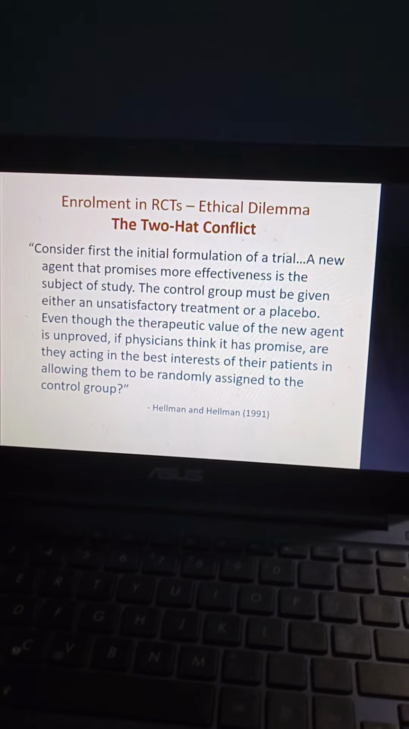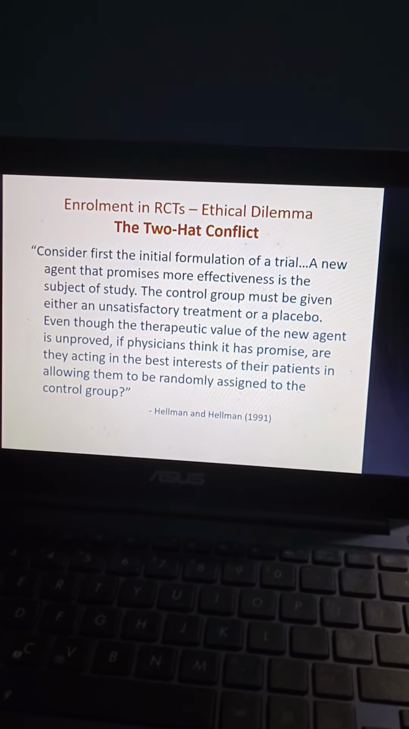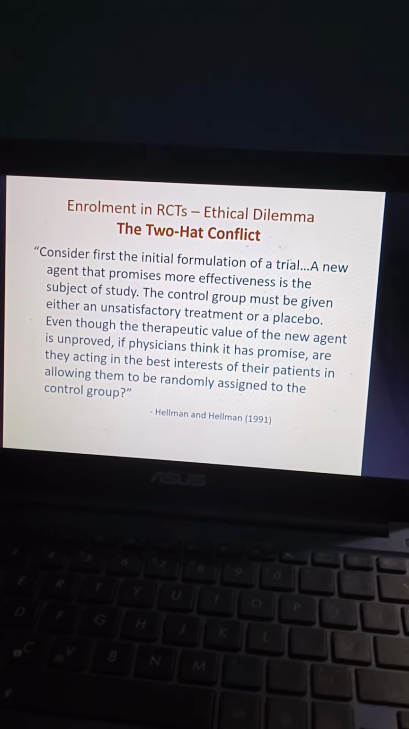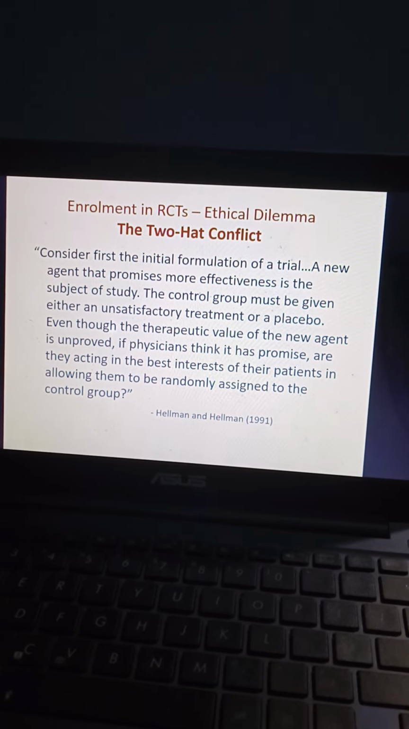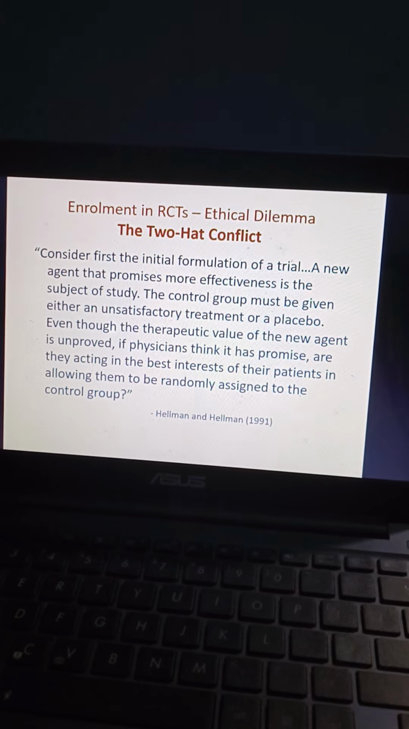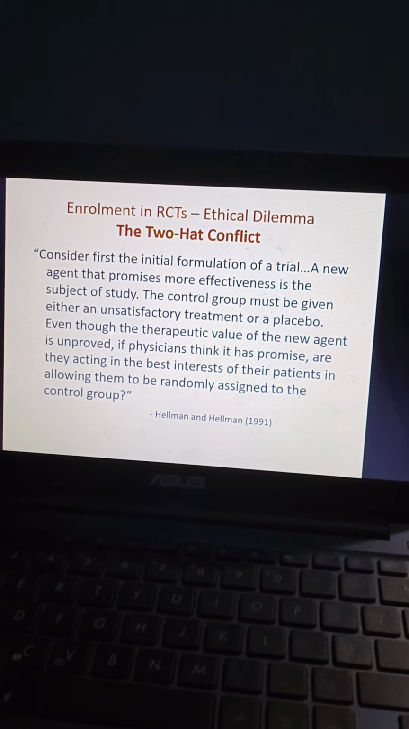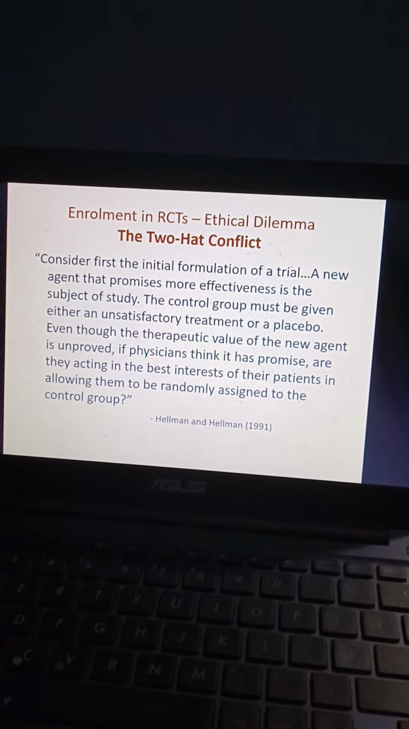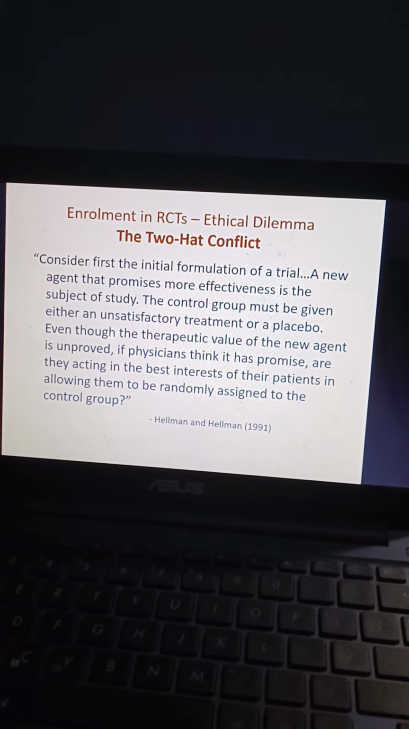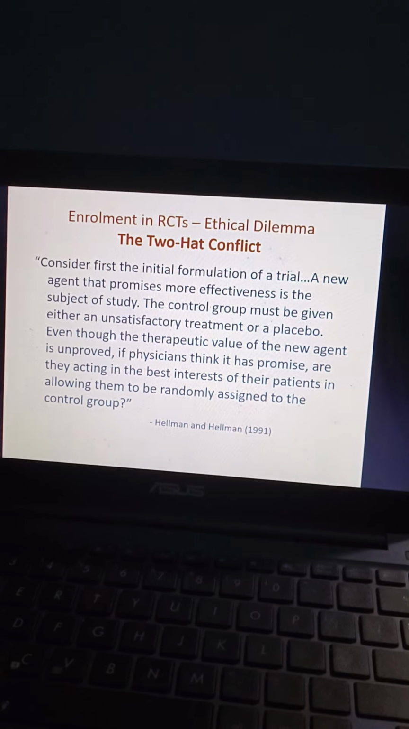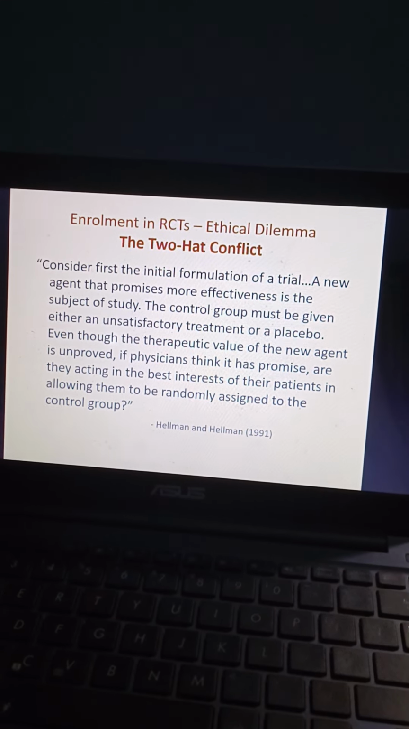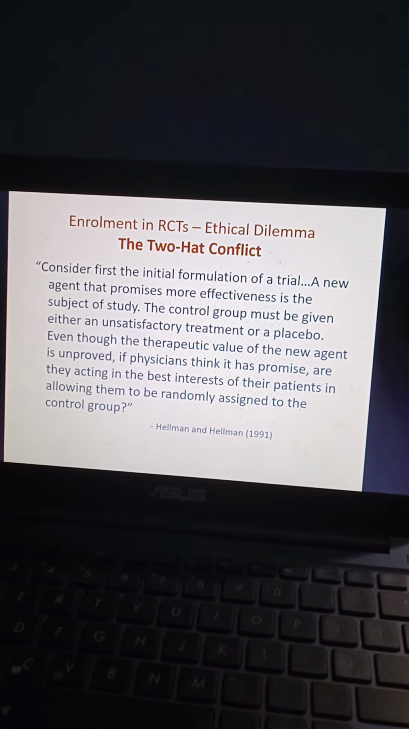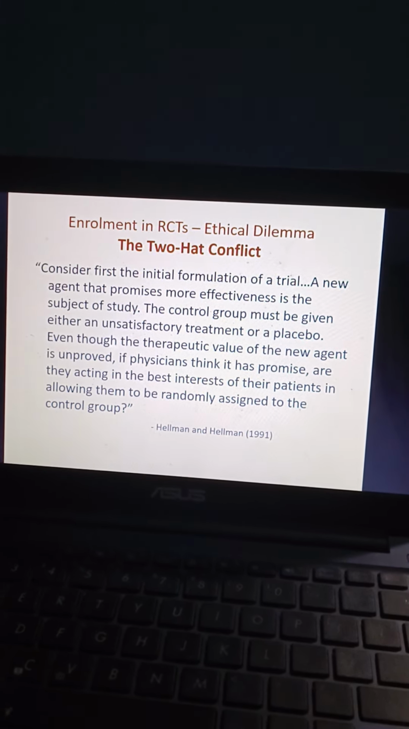Consider first the initial formulation of a trial. A new agent that promises more effectiveness is the subject of study. The control group must be given either an unsatisfactory treatment or a placebo. Even though the therapeutic value of the new agent is unproved, if physicians think it has promise, are they acting in the best interest of their patients in allowing them to be randomly assigned to the control group? That is written by Hellman and Hellman, 1991.